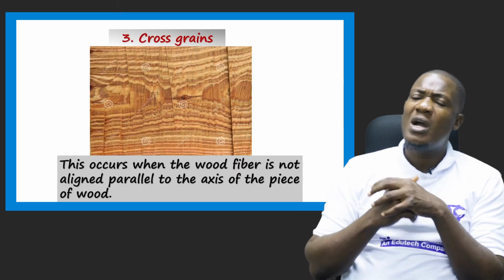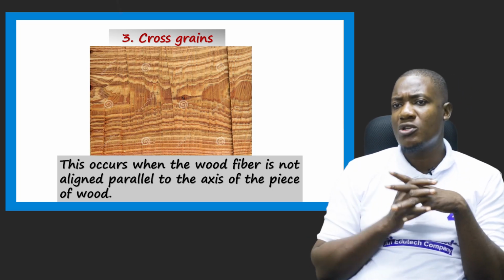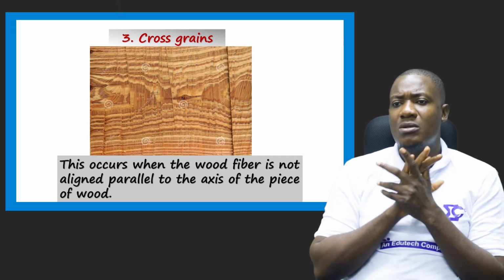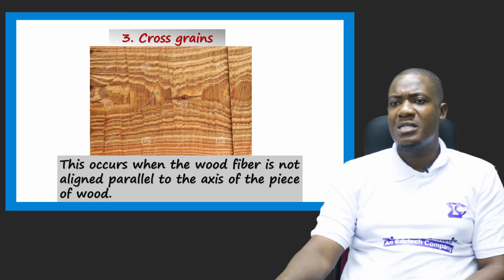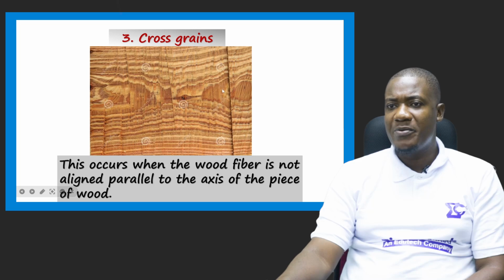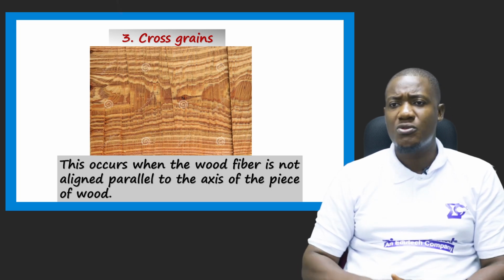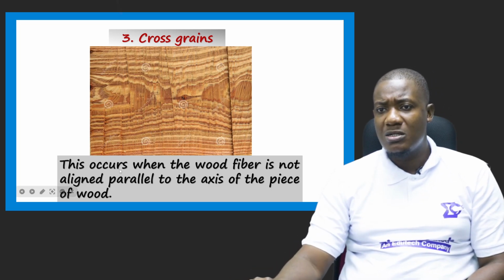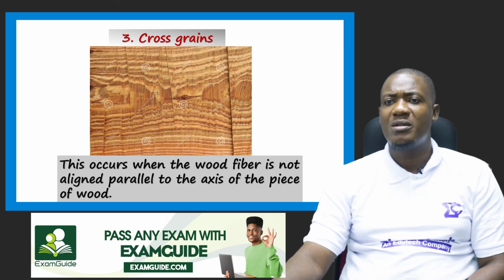Then we also have another type of natural defect of timber that we call the cross grain defect. I think you can see them here. You can see the way the fibers of this timber align. We call them cross grain. This occurs when the wood fiber is not aligned parallel to the axis of the piece of wood. Are you seeing that? You see the way they are? It's a defect of timber.